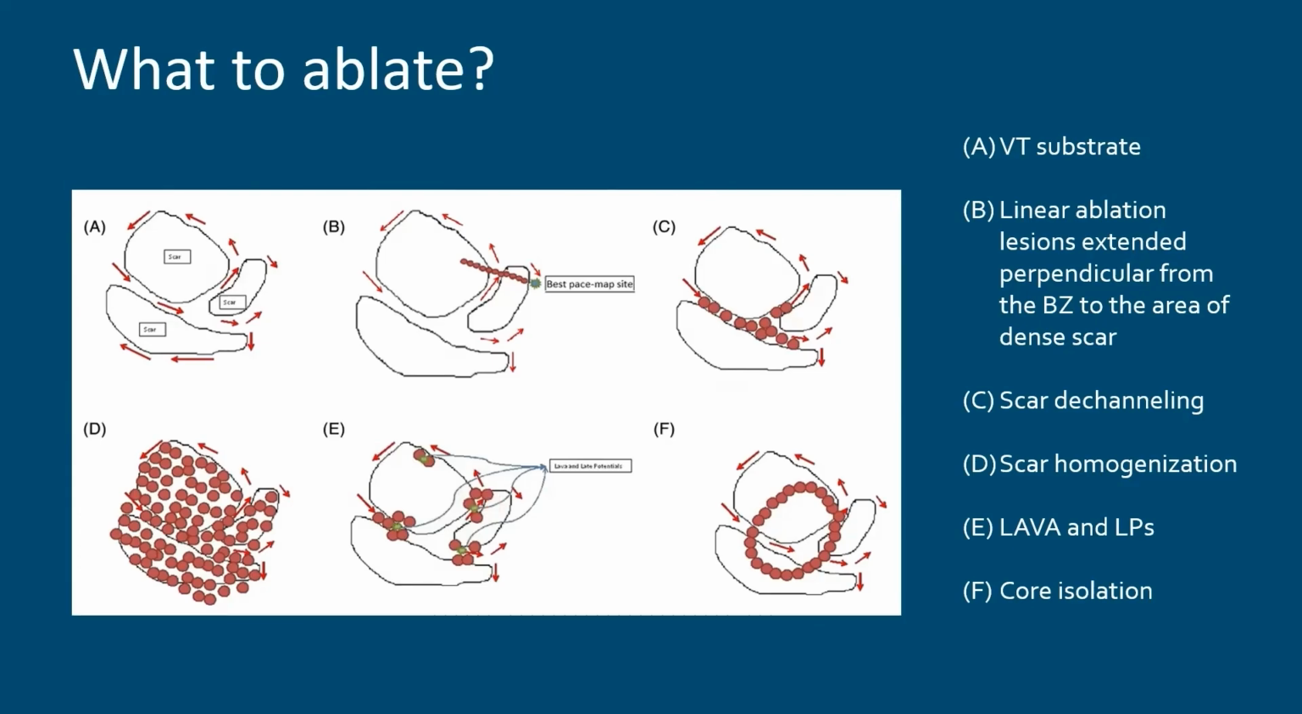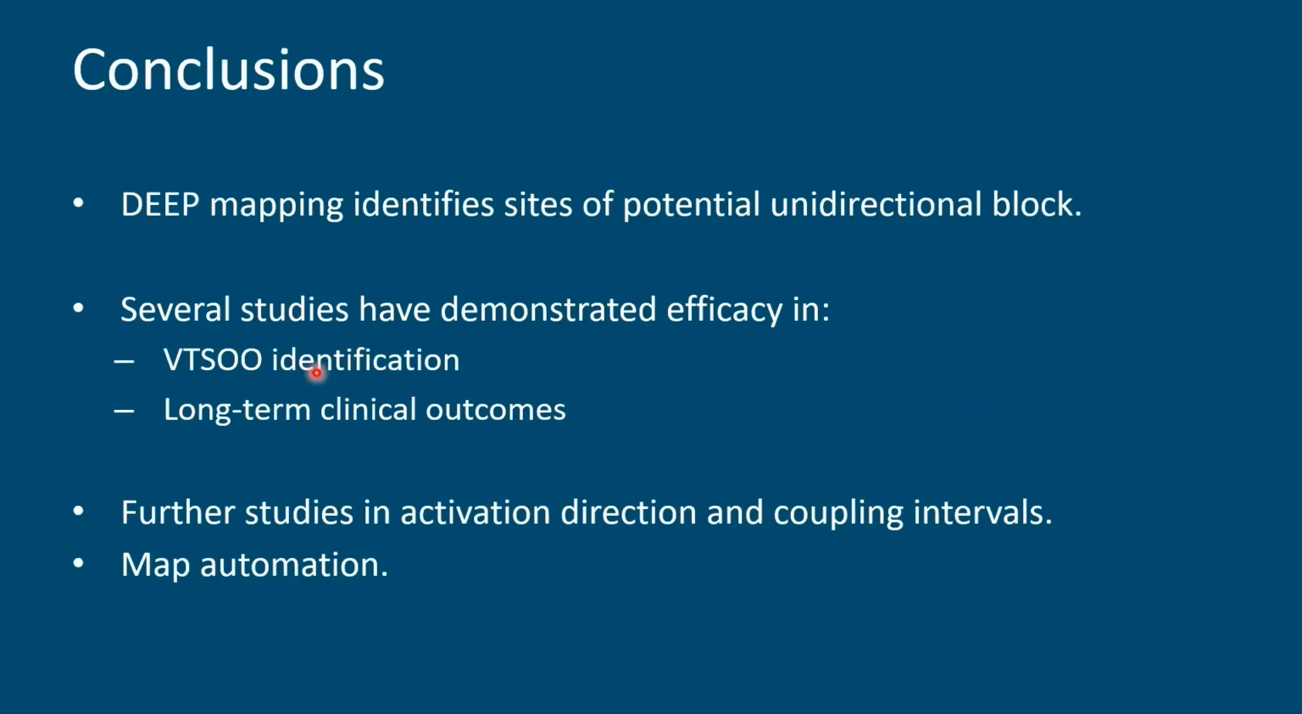So in conclusion, deep mapping identifies sites of potential unidirectional block. Several studies have demonstrated efficacy in the VT site of origin and long-term clinical outcomes. Further studies in activation direction and coupling intervals are on the way, and we are working on map automation.